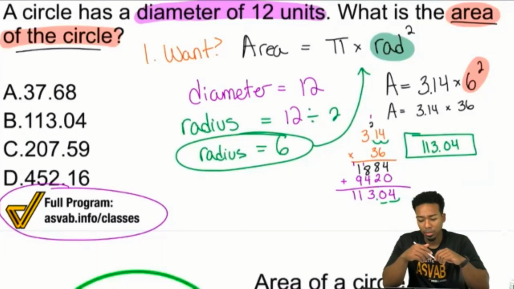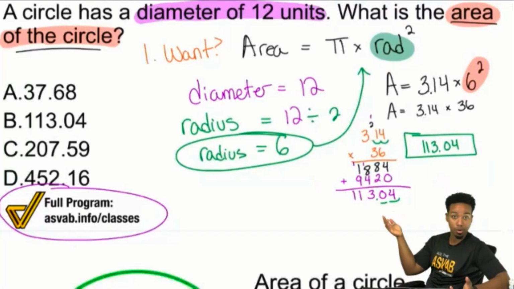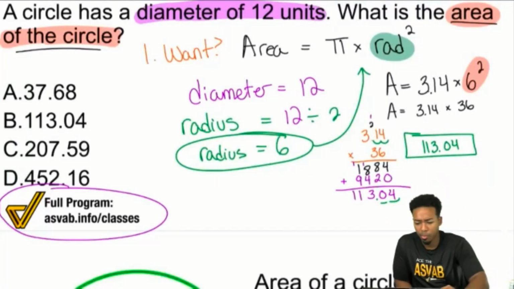Okay, thank you. Yeah, but not likely. So like using the letter pi instead of 3.14. Yeah, definitely possible.